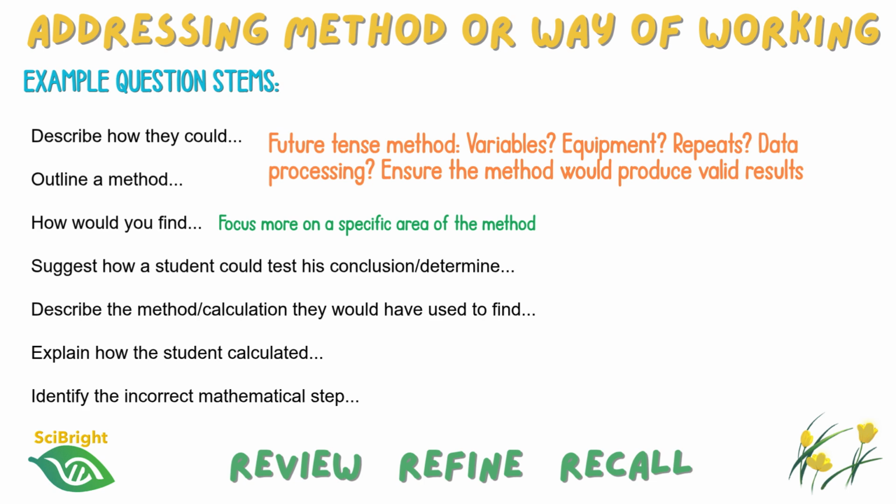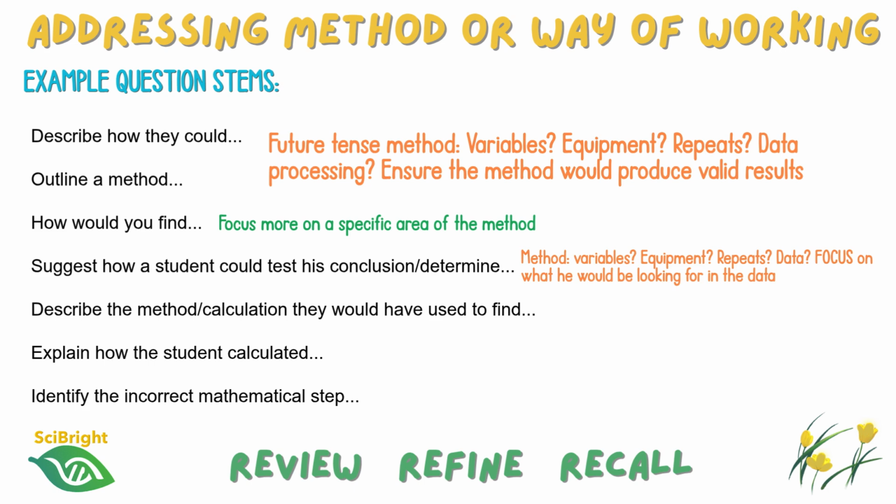How would you find is a bit more targeted, and you may need to focus on a more specific area of the method rather than outline a whole method. Suggest how to determine is asking you to connect a method or subsection of a method to analysis that will be done. So be clear about what pattern the student will need to look for in the data.